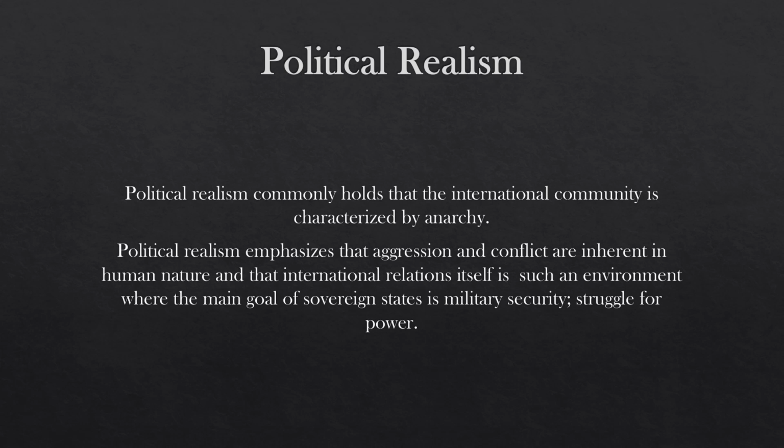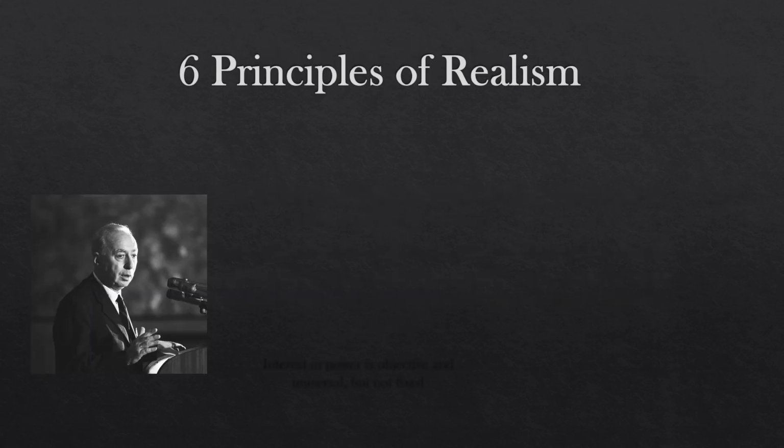So, political realism emphasizes that aggression and conflict are inherent in human nature and that international relations itself is such an environment where the main goal of sovereign states is military security and struggle for power. In his book Politics Among Nations, The Struggle for Power and Peace, Hans Morgenthau identified six principles of political realism. And we are going to display them one by one on the screen.